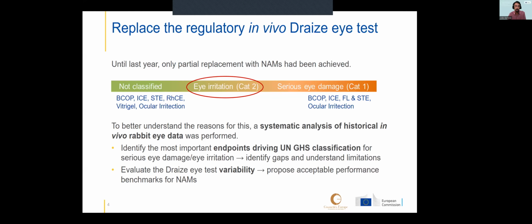So I would ask the question, what does it mean that a certain NAM has, for example, 80% accuracy against animal data? Does it mean it fails 20% of the time? Or does it mean that the uncertainty in the reference data is such that you can actually never reach 100% accuracy? So these were the types of questions we wanted to answer with this work.